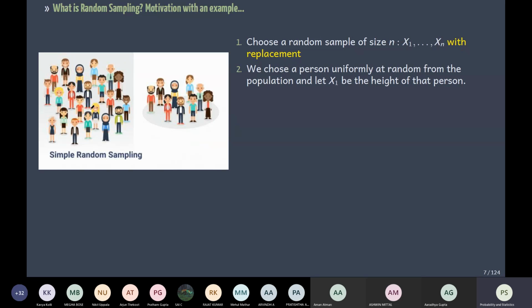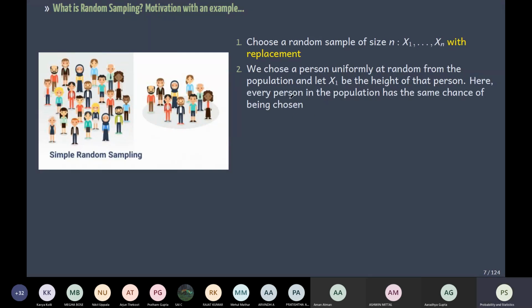Consider that you pick a person, and then put them back, and then pick another person and put them back. In theory you put them back, but that person is still in your sample. So we choose a person uniformly at random from the population, and let x1 be the height of that person. For example, let us say it's about height. I took this guy and measured the height and put this guy back, but I have the data for this guy. So essentially that guy is there in my sample.